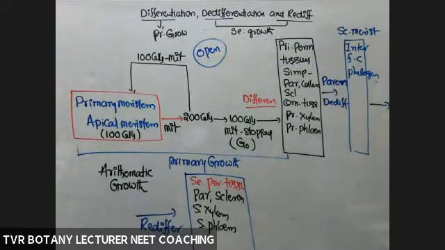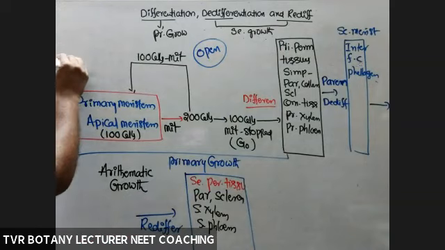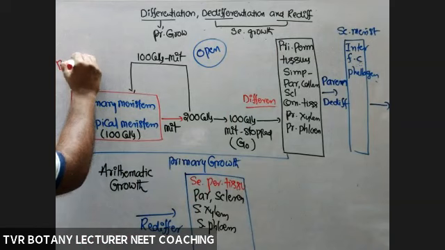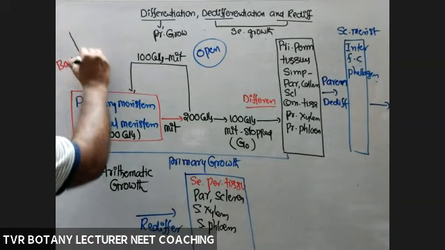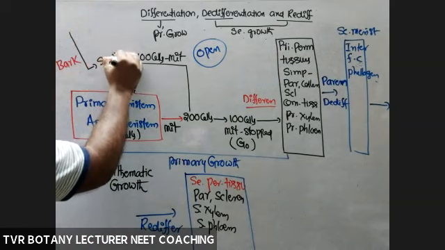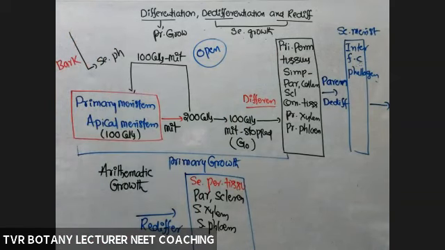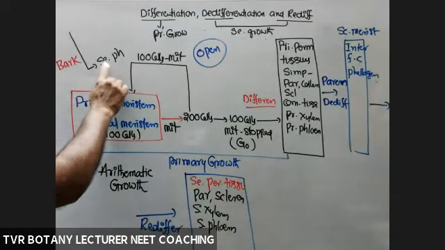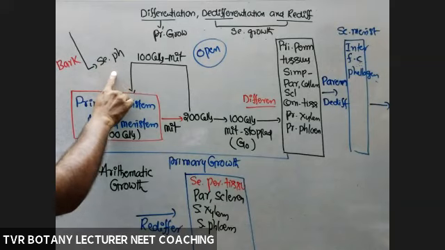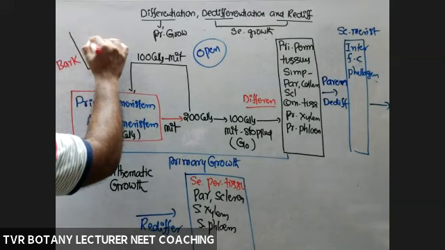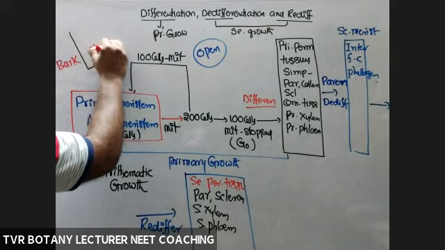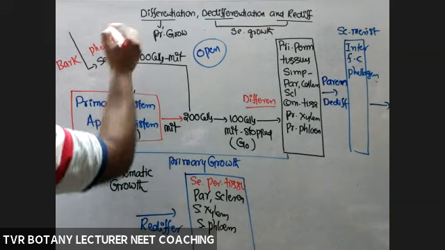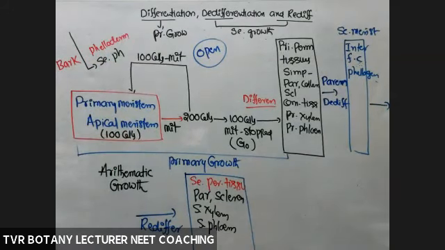Okay. Next, a very, very important thing: bark. Take the bark. In bark, what are the tissues or zones present? Secondary phloem. Secondary phloem is the redifferentiation product of vascular cambium. Remember that one. Next, phelloderm. Phelloderm is produced by phellogen. So phelloderm is the redifferentiation product of phellogen. Okay.